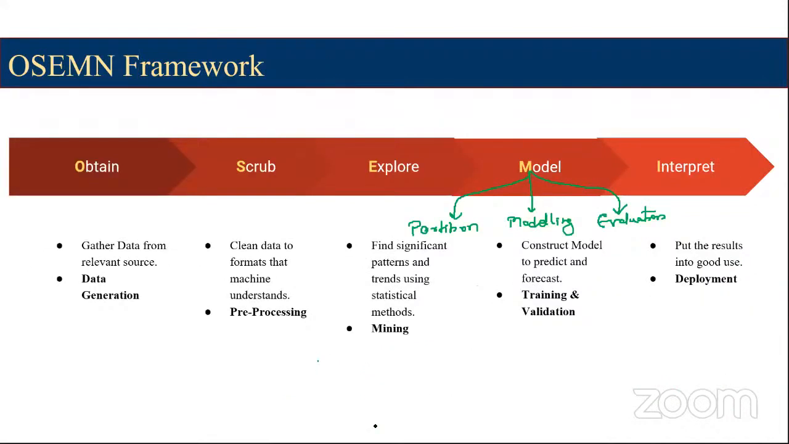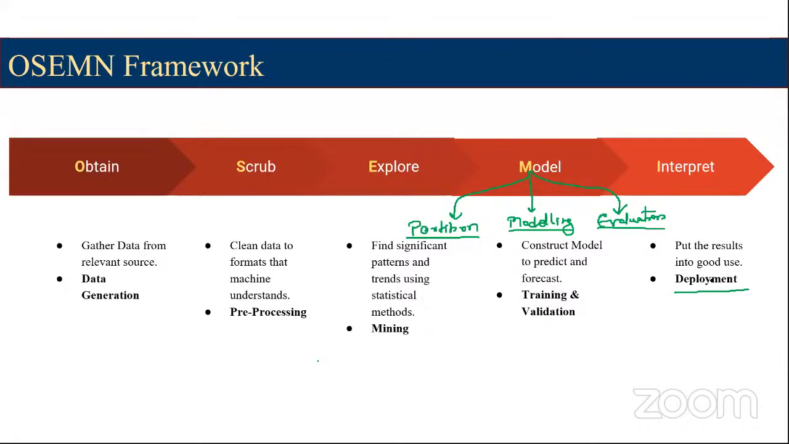Okay, if we are clear about this, that basically completes the three different tasks that we perform in the model stage: partition, modeling, and evaluation. And last but not least is interpret. This is all about deployment. Once you have trained a model and after evaluating, if you feel that all your model parameters are well within acceptable range, meaning the model is accurate enough to be deployed in production, then we'll have to deploy.